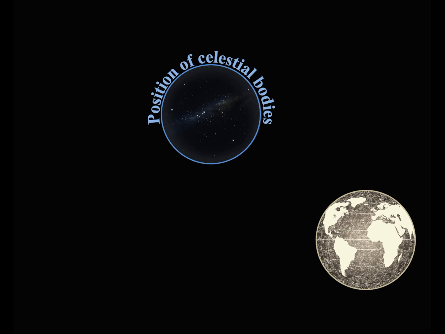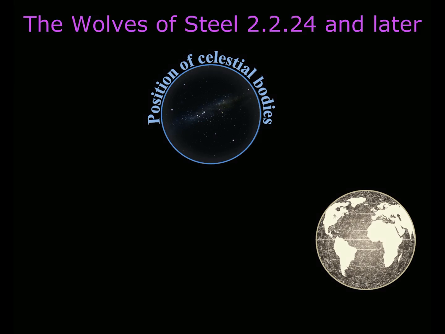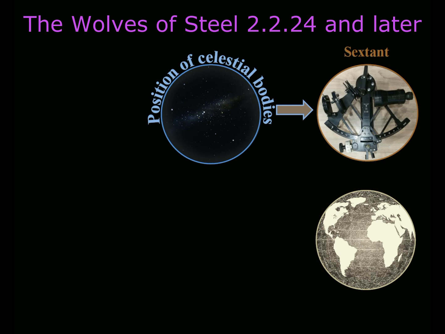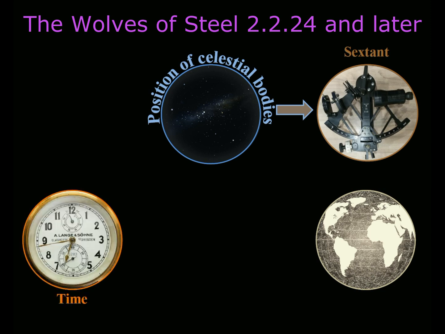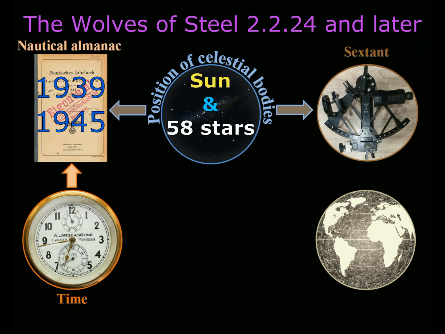Starting from version 2.2.24 of the Walls of Steel, the sextant has been completely fixed, and we can get the correct values for the altitude of celestial bodies as well as their correct time readings when measuring the altitude. We have a Nautical Almanac which now includes data on the Sun and 58 navigational stars.